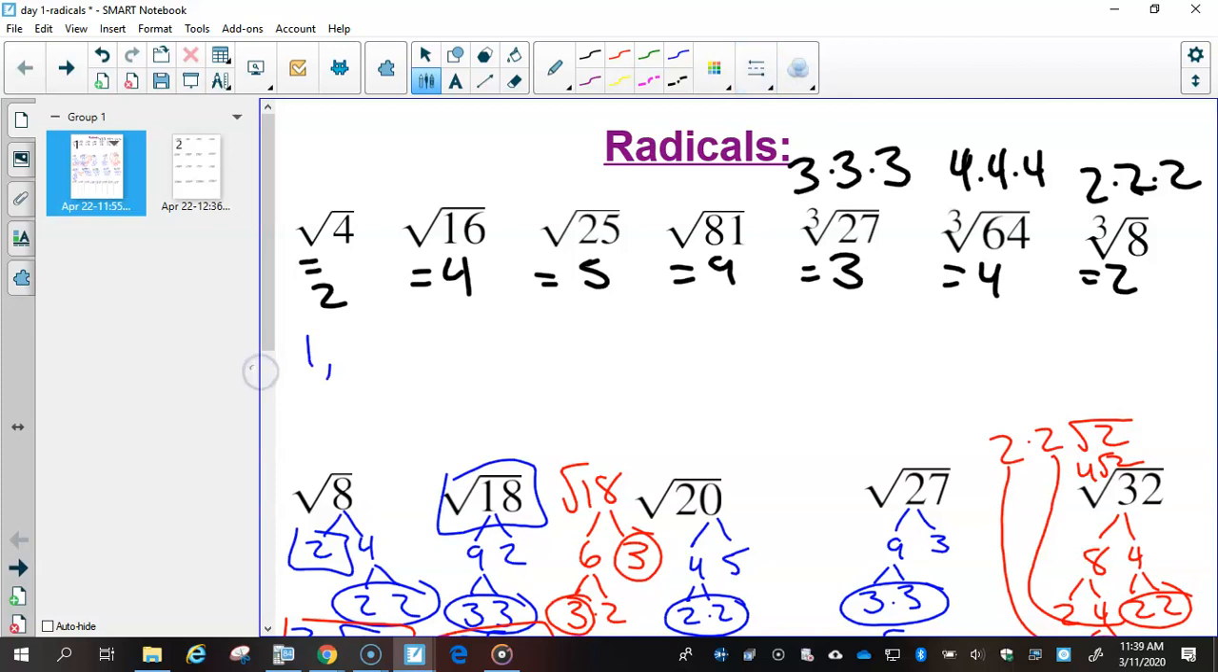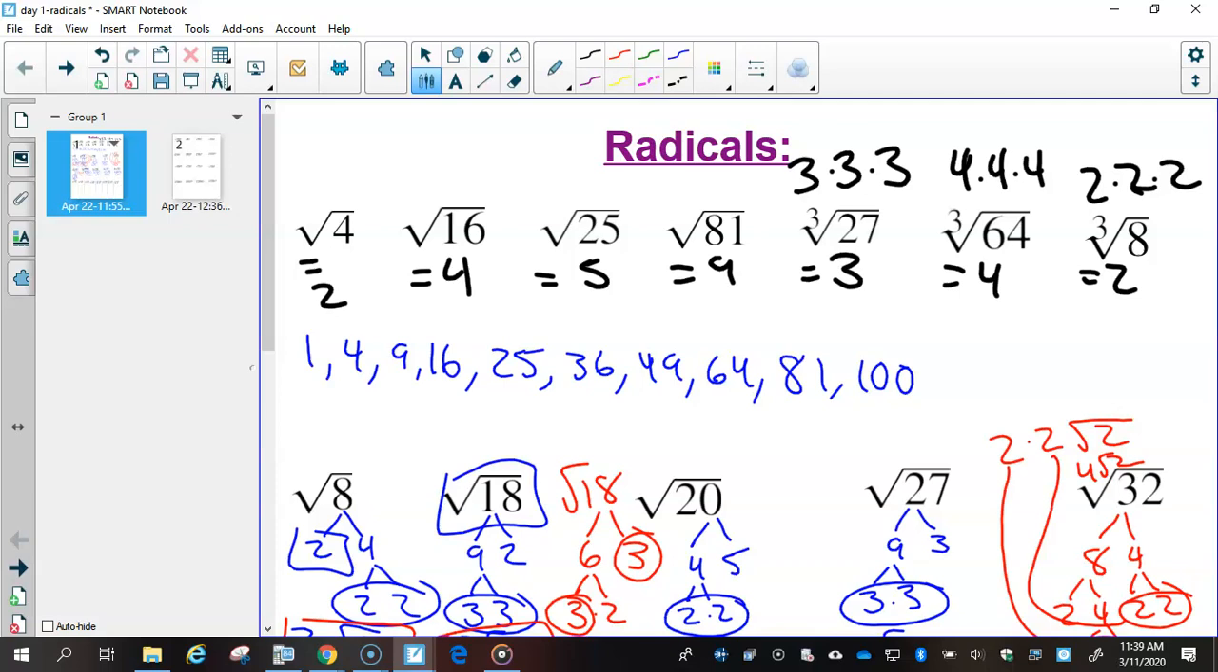So 1 squared is 1, 2 squared is 4, 3 squared, 9, 4 squared, 5 squared, 6 squared, 7 squared, 8 squared, 9 squared, and 10 squared.